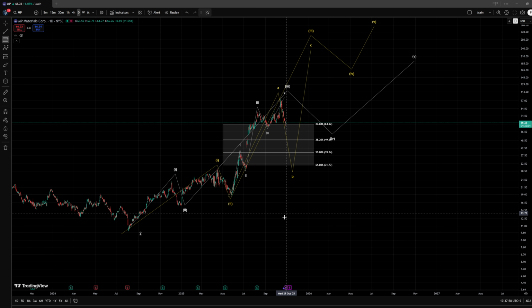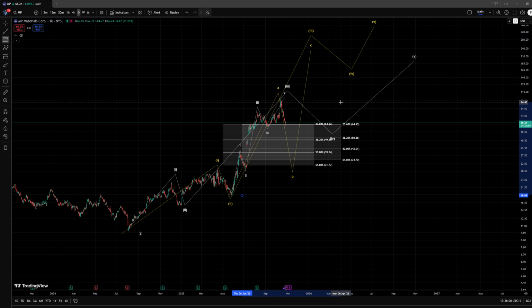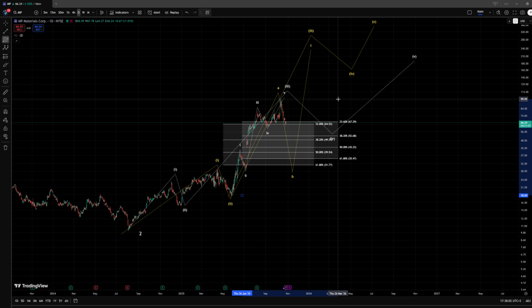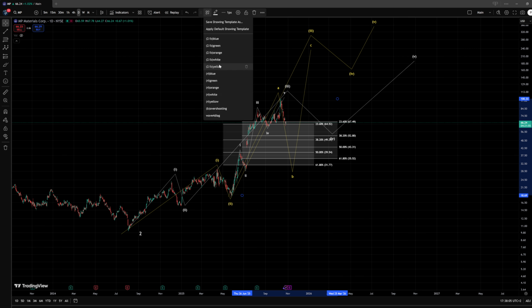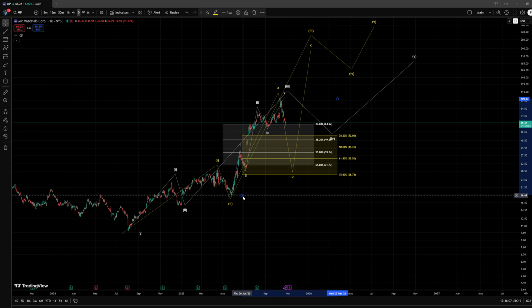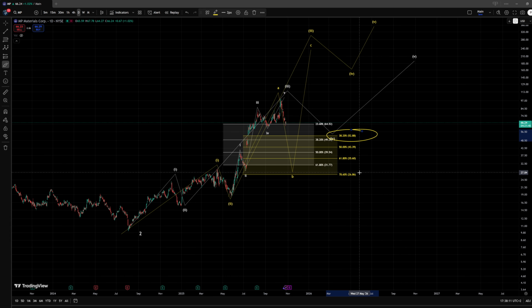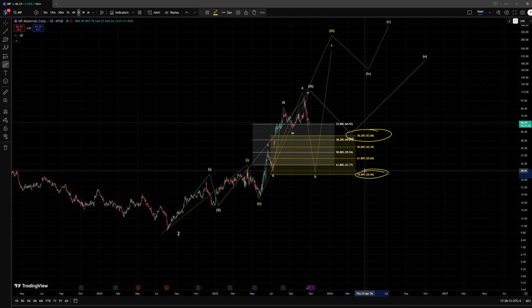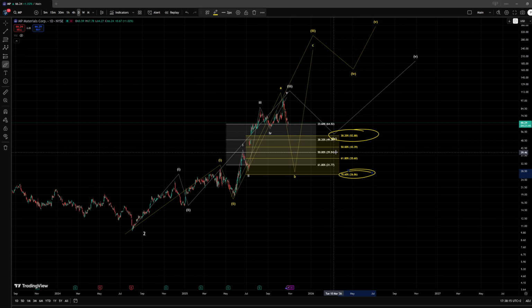In that case, we would have a slightly different support zone, but again, it would still heavily overlap with what we have instead in the white scenario, and in this case it is in the area between the $53 level all the way down to around the $27 level at the 78.6% retracement.